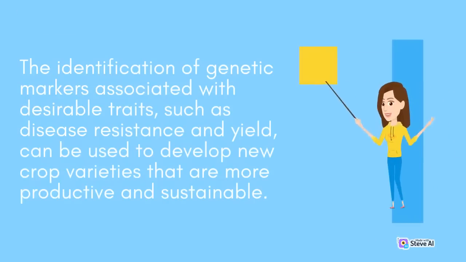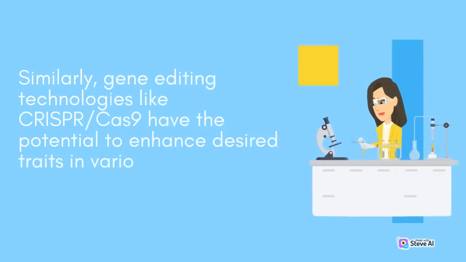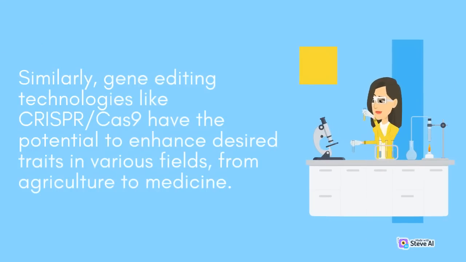The identification of genetic markers associated with desirable traits, such as disease resistance and yield, can be used to develop new crop varieties that are more productive and sustainable. Similarly, gene editing technologies like CRISPR/Cas9 have the potential to enhance desired traits in various fields, from agriculture to medicine.